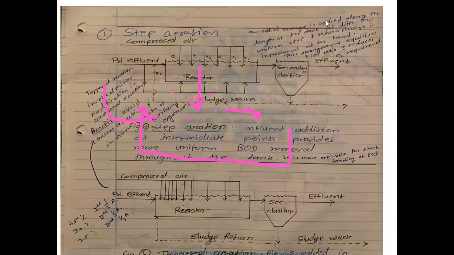Here you can see the process variations. The first process variation, you can see the step variation. In a step variation, the compressed air, or whatever air we are going to apply, will be added into the wastewater treatment in the aerator in a uniform way. You can see Q1, Q2, Q3, Q4, Q5. It is being added uniformly.